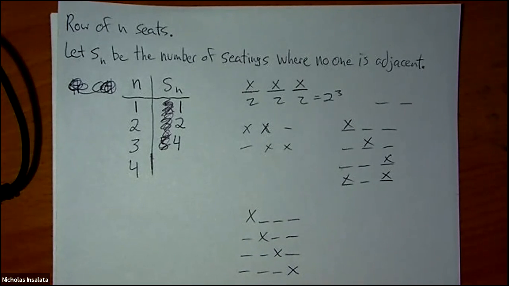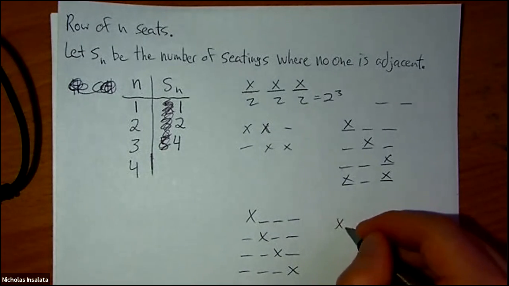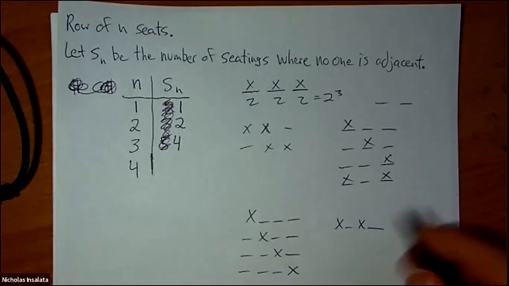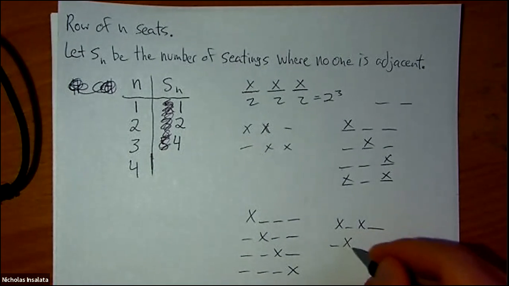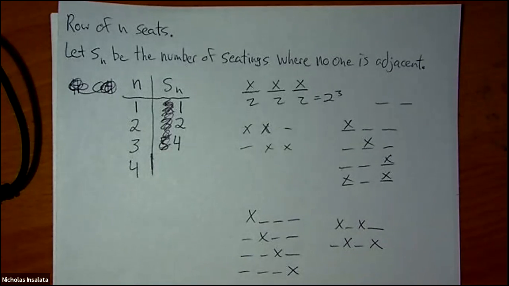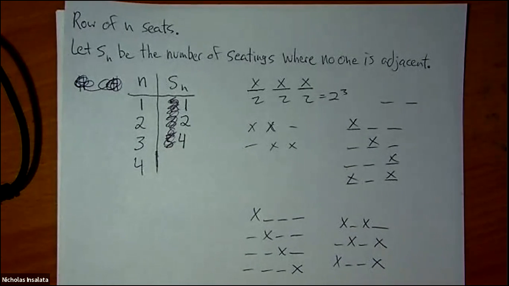We could also put in 2 students. We could put them in here and here, or we could put them in here and here, or we could put them in here and here. Can we put in 3 students into 4 seats?